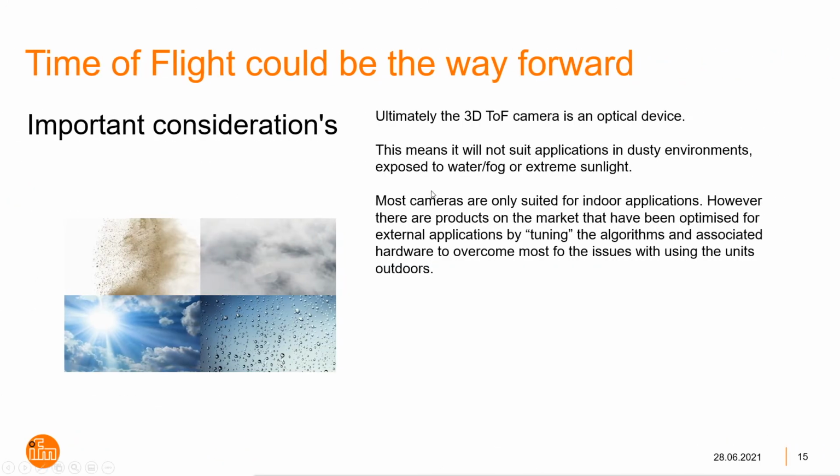Again, it might seem obvious, but it's an optical device. So water, dust, fog, direct sunlight into the lens will have an effect on it. So you just need to be aware of it. There are some time-of-flight cameras out there which have been tuned for outdoor use. So if you are looking at applications that are kind of outdoorish or might be affected by real sun off snow, for instance, then you need to look for the right camera from the right manufacturer to be able to do that. But in general, things like dust and water and fog will affect the image because we can't look through dust and fog to pick up an object.